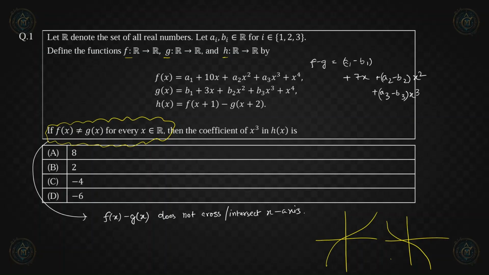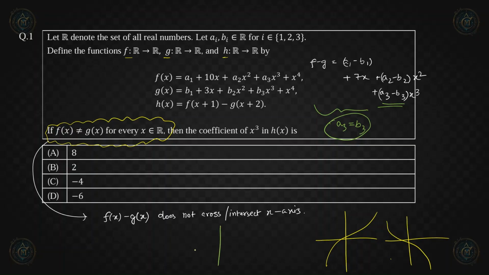But the question says f(x) is not equal to g(x) for every x belongs to the set of real numbers. That means this function must not be a cubic function. What is the condition for not being a cubic function? The coefficient of x cube must be 0, so a3 must be equal to b3. This is the condition that we need. Do we need any further conditions? Yes, we do.